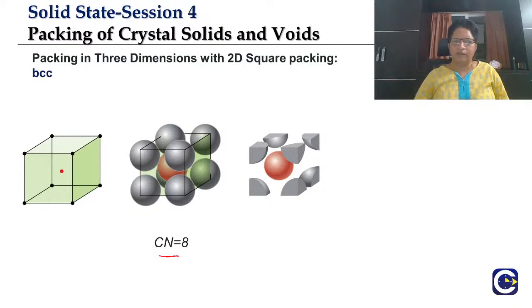Coordination number is 8. How does it become 8? The one which is body centered has 8 nearest corner lattice points. For the center lattice point, there are 8 corner lattice points.